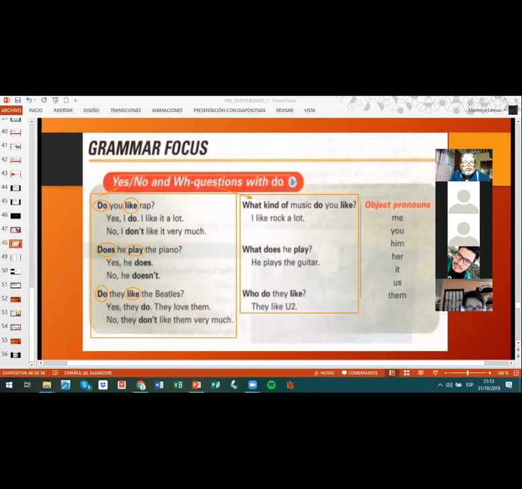El verbo se usa sin conjugar, okay? And the answers are short answers. You see, short answers. Do you like rap? Yes, I do. And you can explain, I like it a lot. So that is extra, okay? If you respond, yes, I do, that's okay. Or no, I don't. Short answers. Yes, no questions with short answers. Does he play the piano? Yes, he does. Or no, he doesn't. Do they like the Beatles? Yes, they do. Or no, they don't.